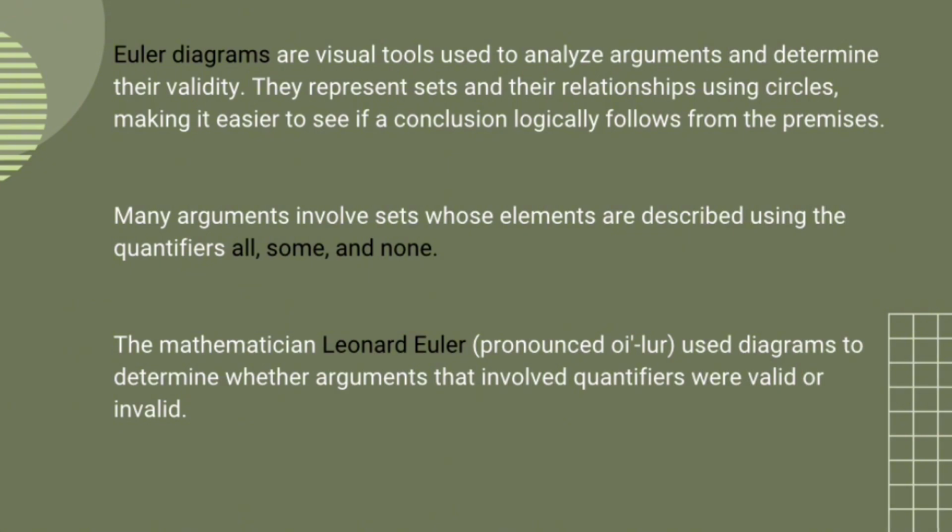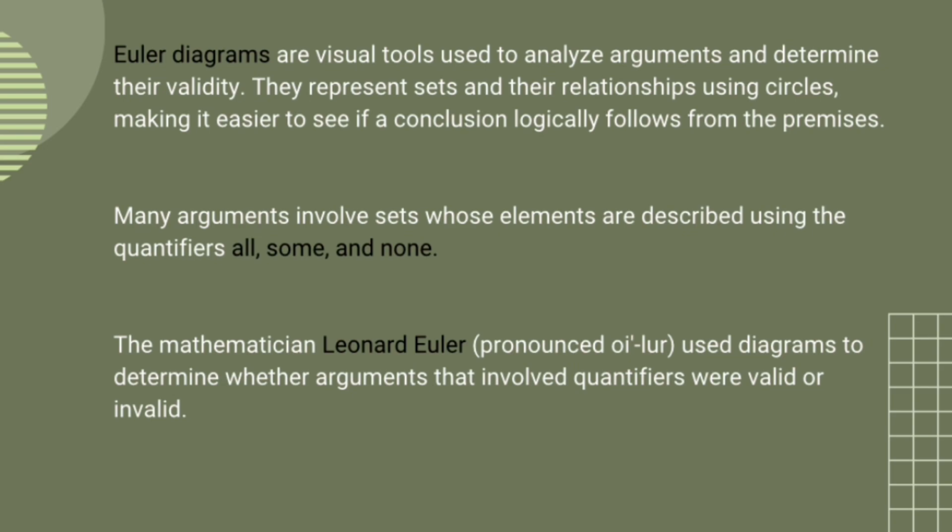The mathematician Leonhard Euler used diagrams to determine whether arguments that involved quantifiers were valid or invalid. So in conclusion, the purpose of Euler diagrams is to create a visual representation of each of the aspects in a logical argument so that the conclusion may be clearly evaluated.